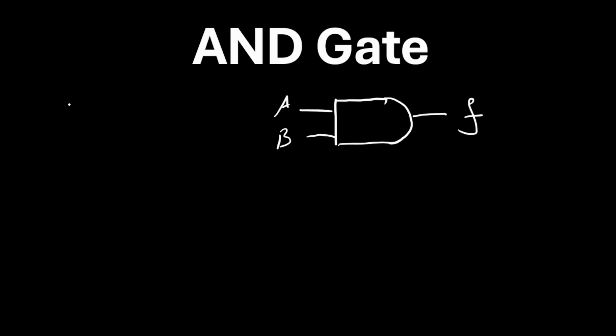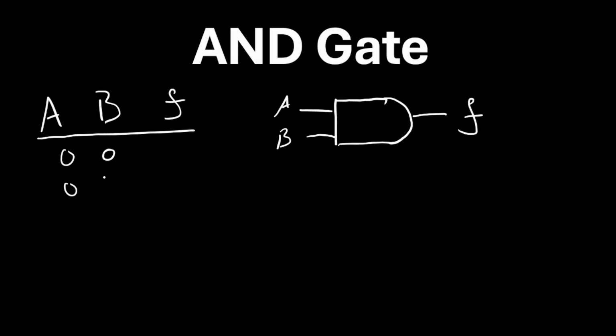Let's take this and draw a truth table. So we have A as an input, B as an input, F as a function. Draw our lines. Okay. So we're going to start out with 0, 0 for 0, then 0, 1 for 1, 1, 0 for 2, 1, 1 for 3.